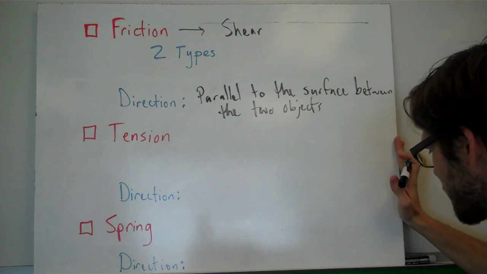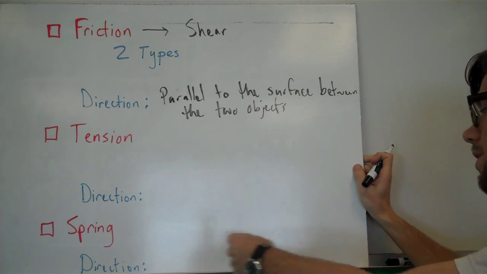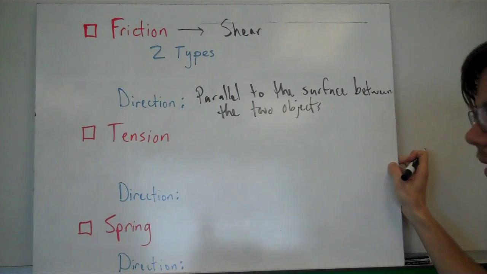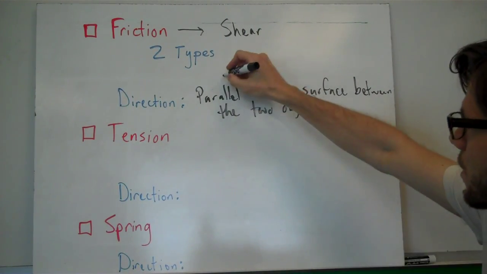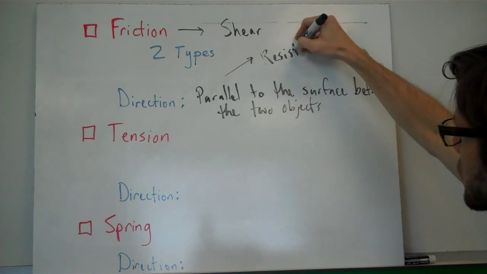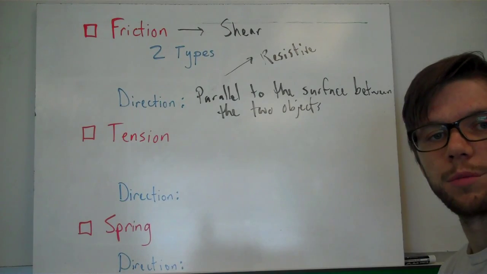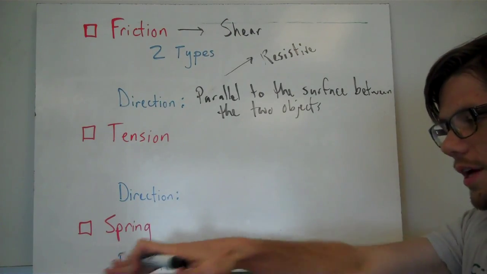So if I were pushing across like this and watching the board slide across, the direction of friction here would be back this way because it is parallel to the surface. I should also say the direction is resistive, in that it points in the opposite direction of the motion of the two objects along that surface.